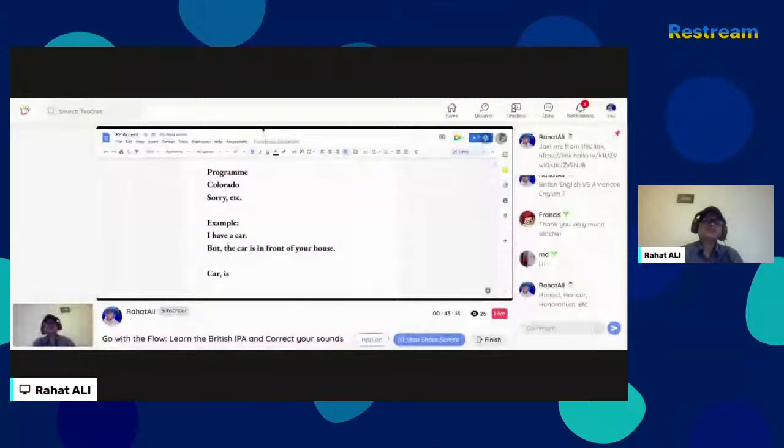In front of your house. Okay, so this is an amazing example to understand and find out where R must be pronounced, even if it is British English and there is a vowel sound. I've got a car. The car is in front of your house.